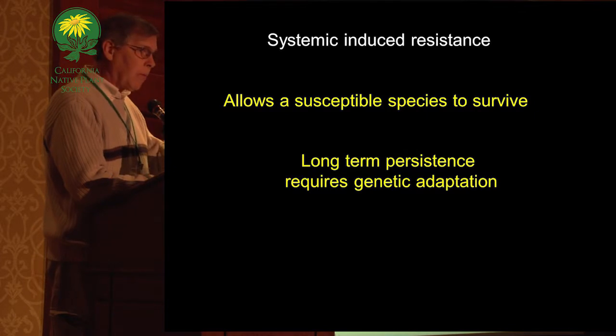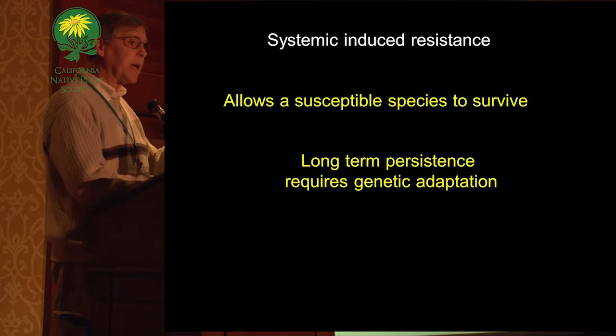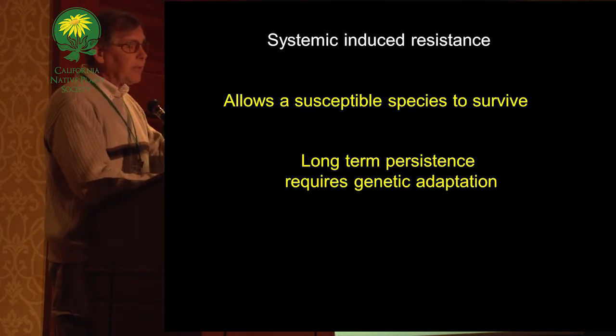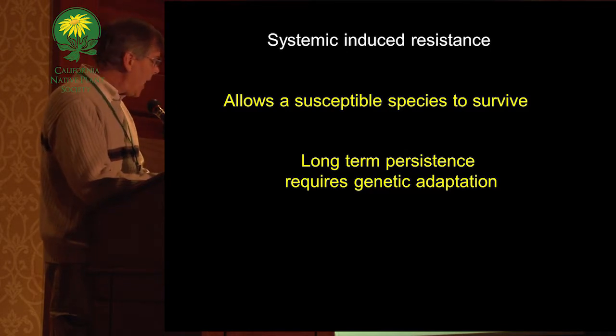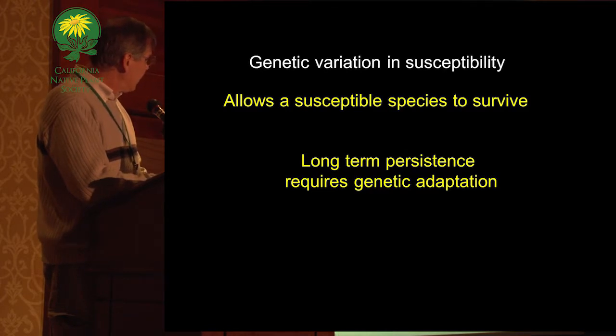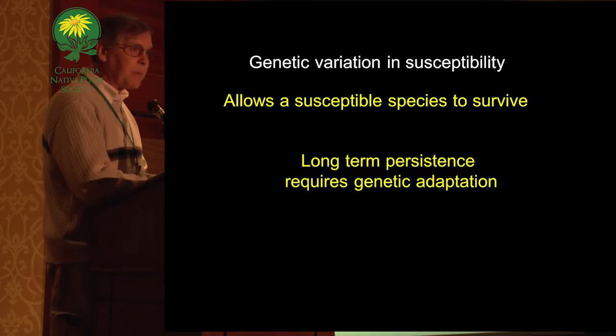So my argument is that this is a really important phenomenon in perennials, and in fact I would argue that we probably would not have long-lived perennials were it not for systemic induced resistance, because exotic pathogens, although humans facilitate the process of moving them around, certainly that has occurred throughout the history of life on this planet. So long-lived perennials need some mechanism to survive the initial period to allow time for genetic adaptation to a new pathogen. And this is something that can happen provided there is genetic variation for susceptibility.